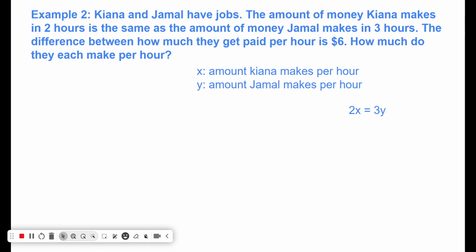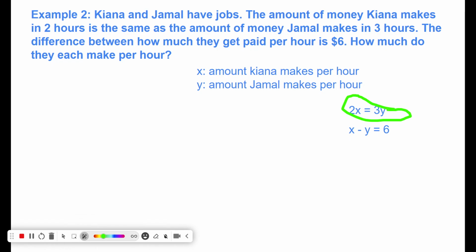For my first equation, I have 2x equals 3y. Now, why is that? Kiana makes in 2 hours the same amount of money that Jamal makes in 3 hours. So here, Kiana in 2 hours equals Jamal in 3 hours. And I know the difference between them is 6. So if I take Kiana minus Jamal, that will equal 6. All right. Now, this is why we know how to use standard form. So we're going to rewrite this first equation here in standard form.